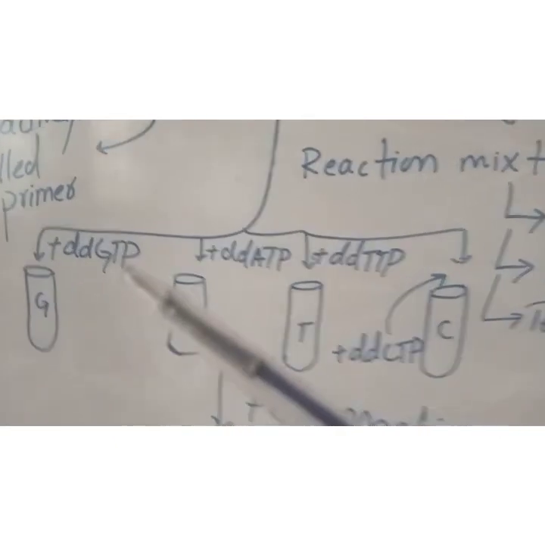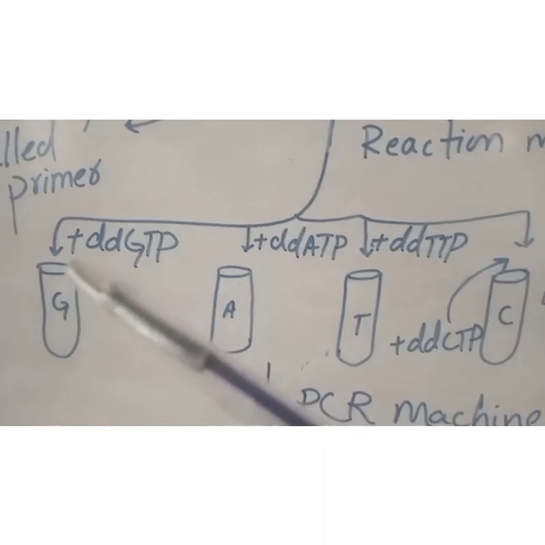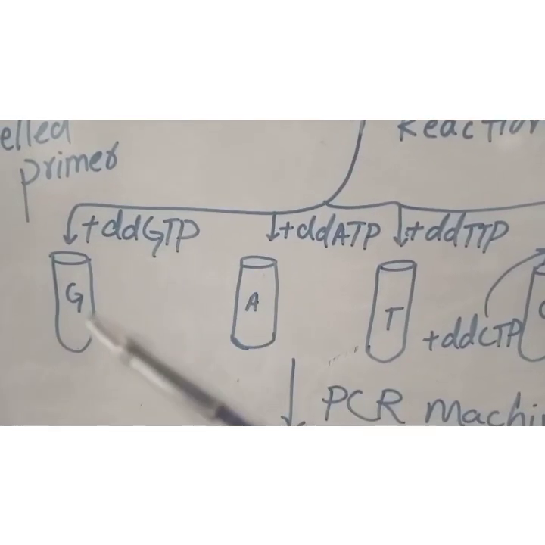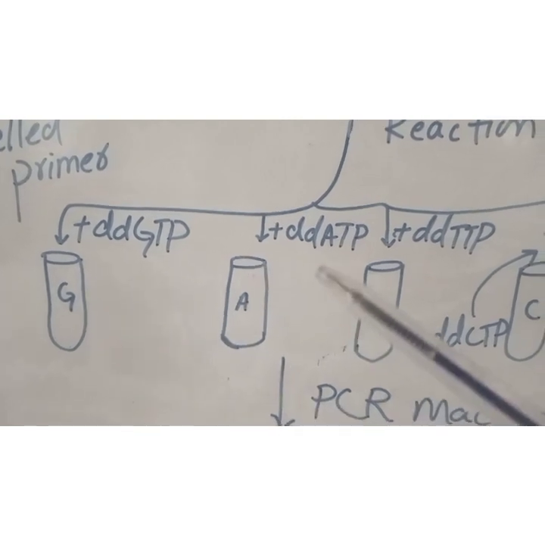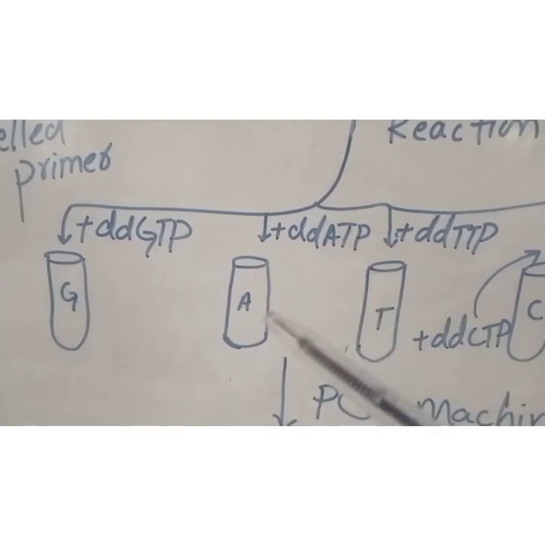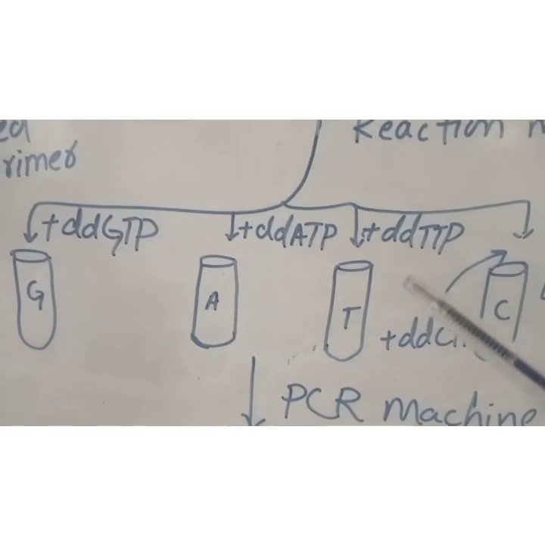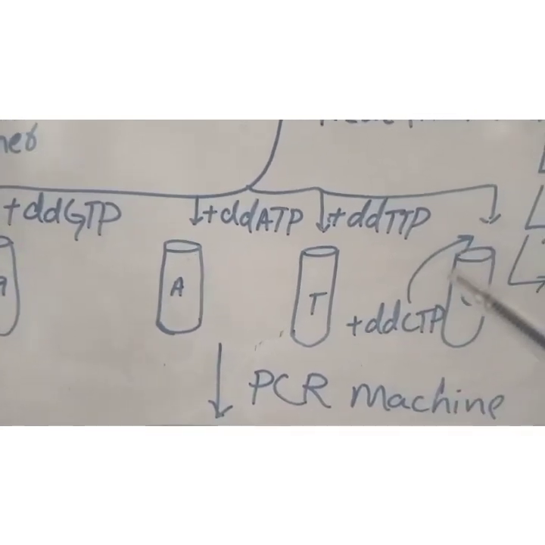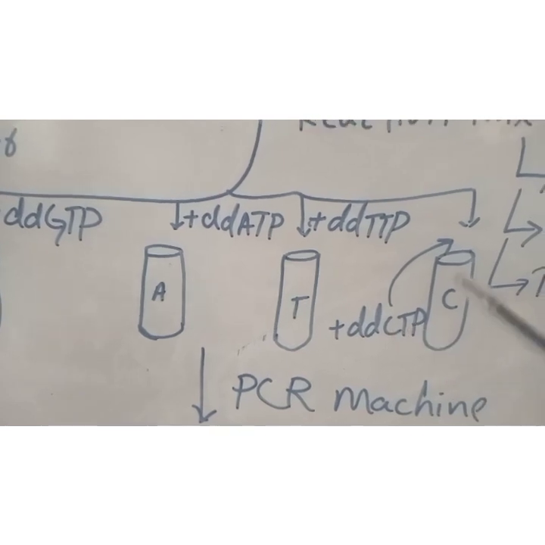And the terminators are added: dideoxy GTP is added to the G tube, dideoxy ATP is added to the A tube, dideoxy TTP is added to the T tube, while dideoxy CTP is added to the C tube.